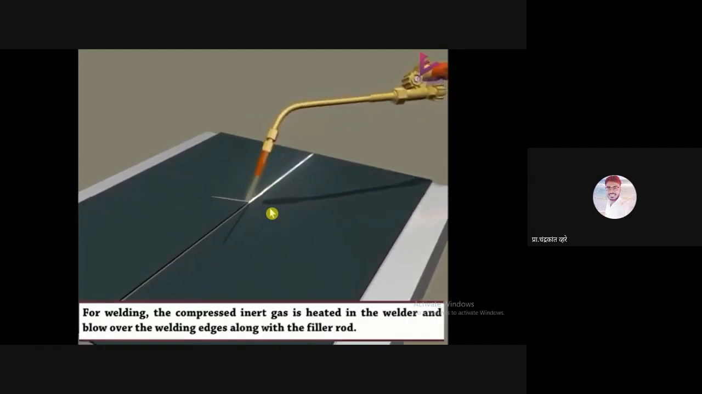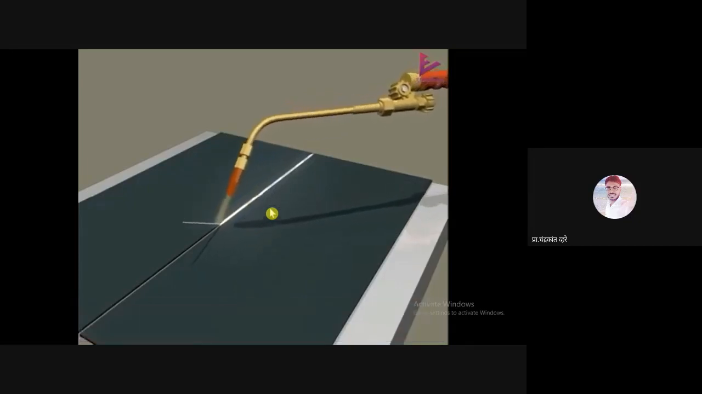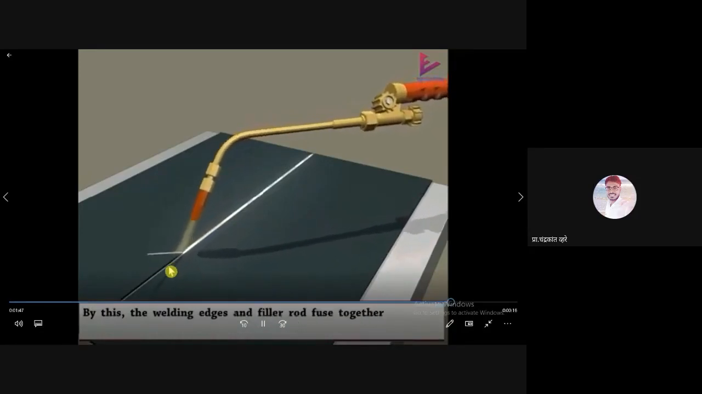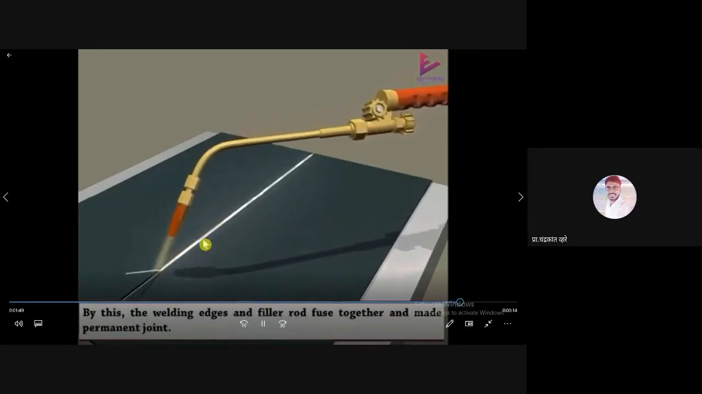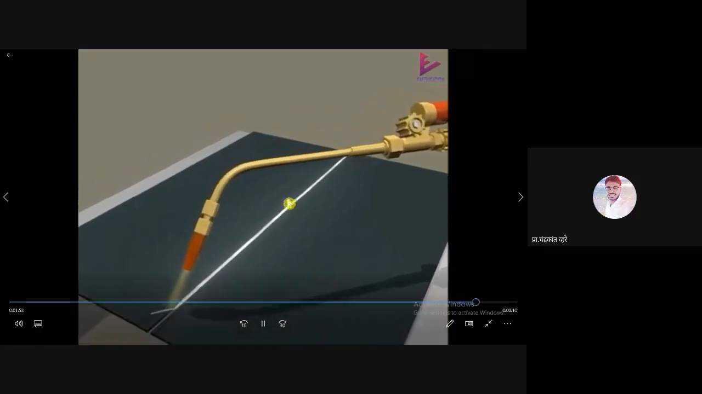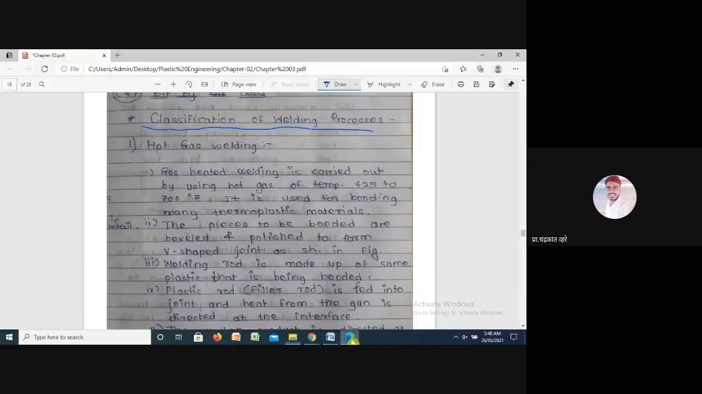Okay, so this is not difficult. This filler material gets molten into this slot, and these two parts get connected. This is a permanent welding. That much is simple, and we have completed the syllabus.